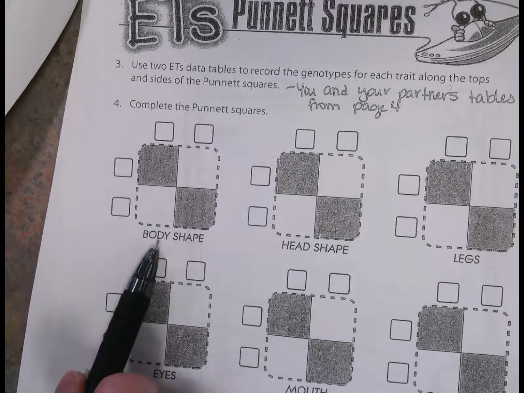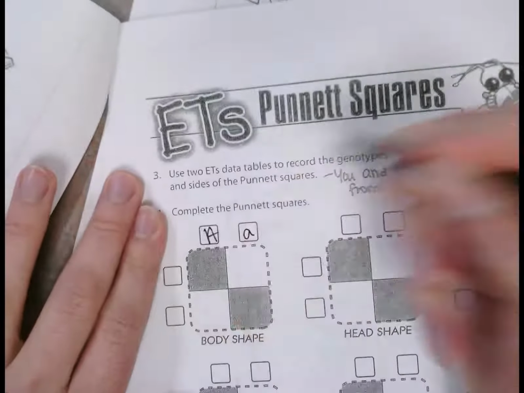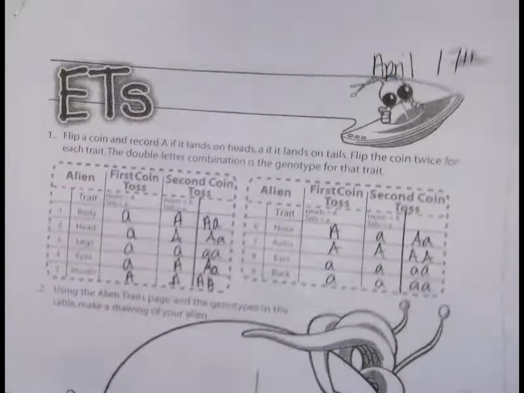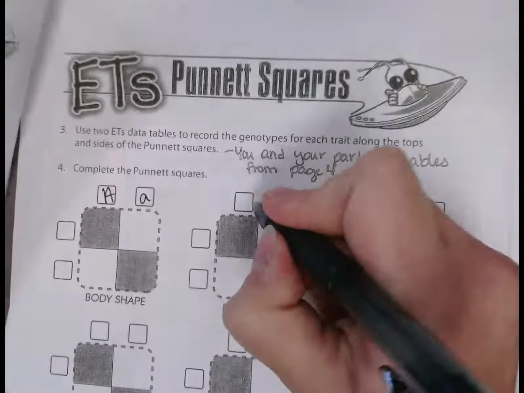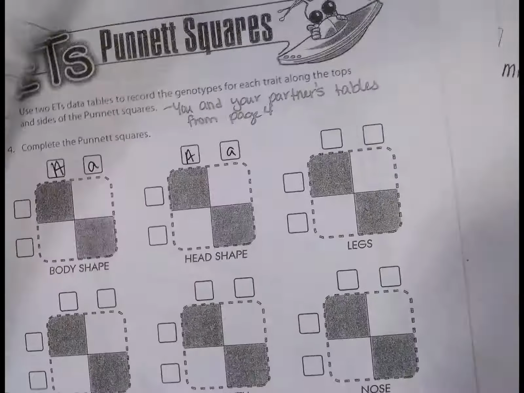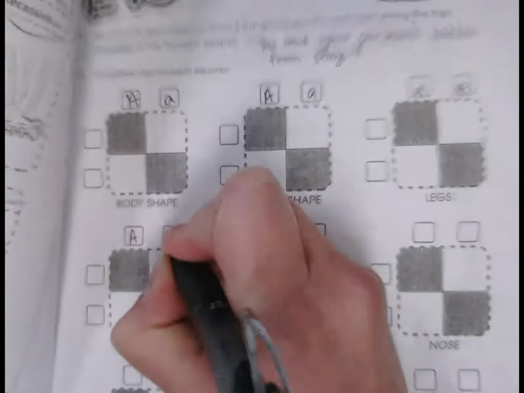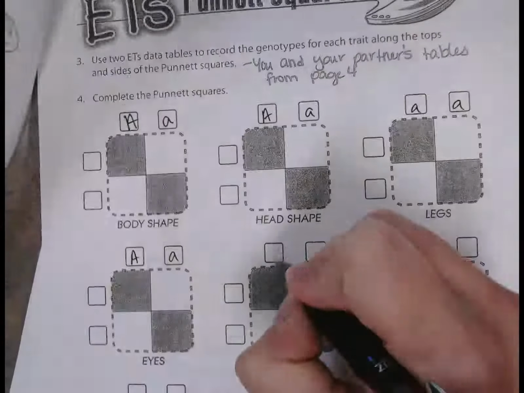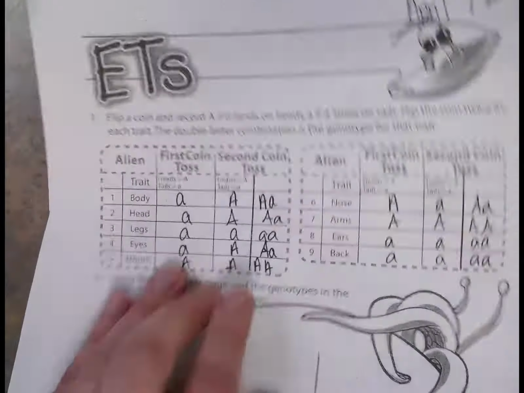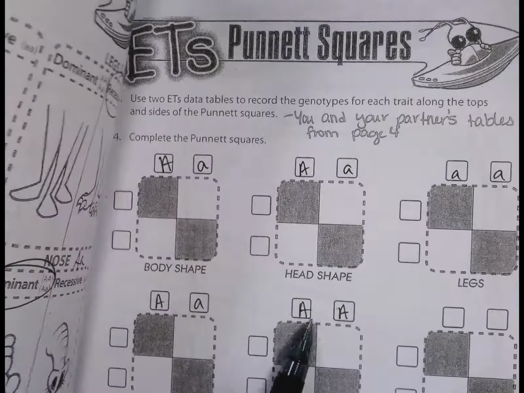So if I'm looking at body shape, the head, my genotype was AA. So I'm just going to fill this in, big A, little a. And my head was big A, little a. I'm under head shape, big A, little a. The legs are two little a's, so one, two. Eyes was big A, little a. Mouth was two big A's. And again, this data is coming right from here. I'm just using all these genotypes. In this case, I'm just splitting them apart and putting them on top of my Punnett squares.